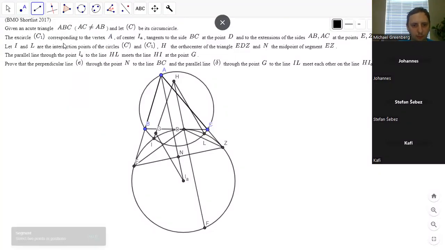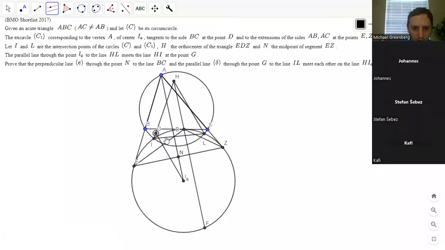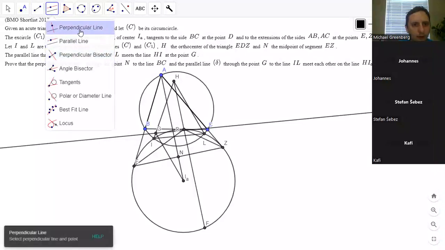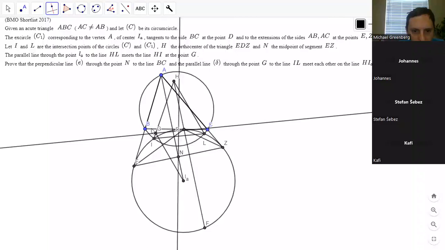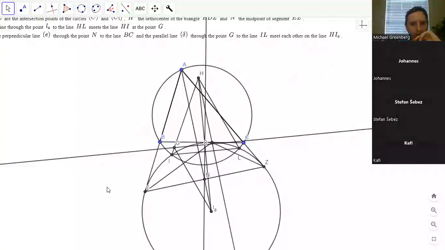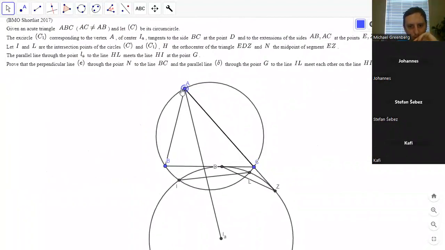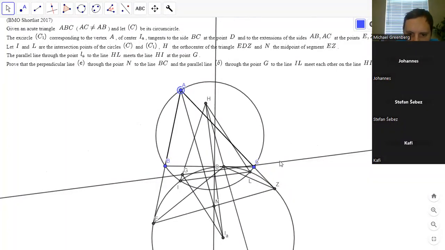Oh, I don't think I drew that line right. I think I drew the perpendicular to G through IL when I should have drawn the parallel. So if we draw the parallel through G to IL, and we draw the perpendicular from N to BC, and we draw the parallel, and then we draw HIA. Okay, now it's great. You know what? I don't really need a C point F. So I'm going to just move things around a little bit. Okay. I think that looks okay. So yeah, we want to show that those concur.